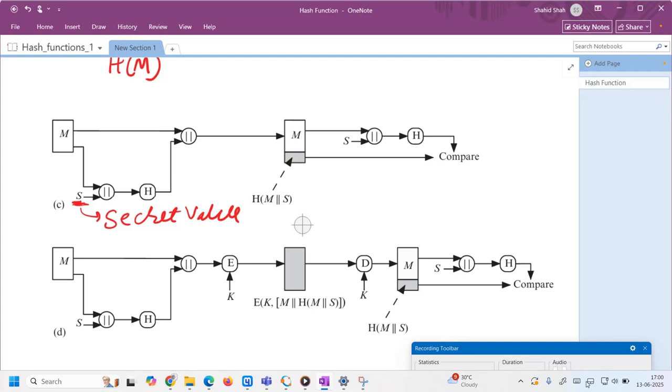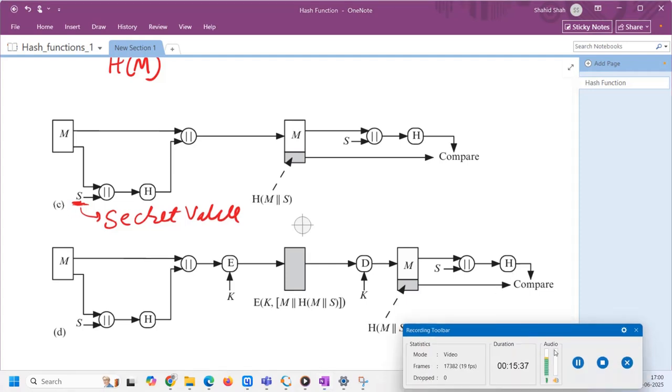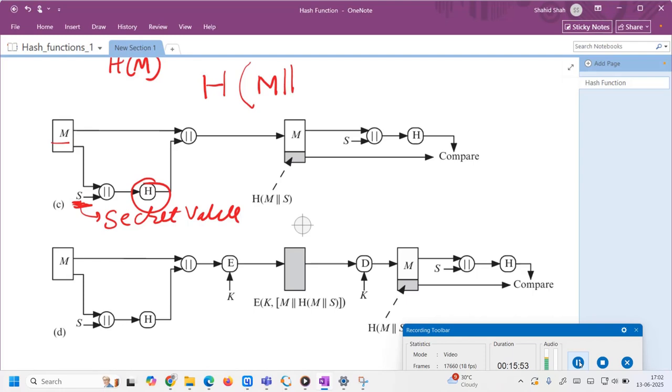So there is no encryption algorithm here, there is no secret key applied here. Or you can see it in one way: S is some sort of a secret key, which is known only to the transmitter and receiver. Now what will we do? We'll concatenate the message and this secret value, which you can think of as a key also, then compute the hash of this. So I will compute the hash of M concatenated with S. Then this M and the hash of this will be transmitted.